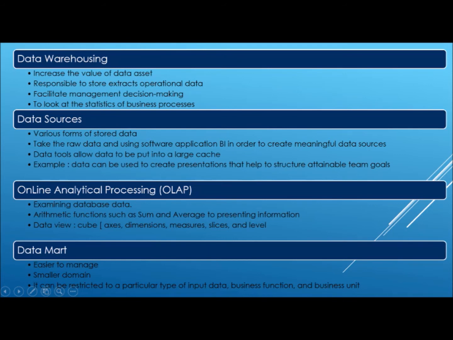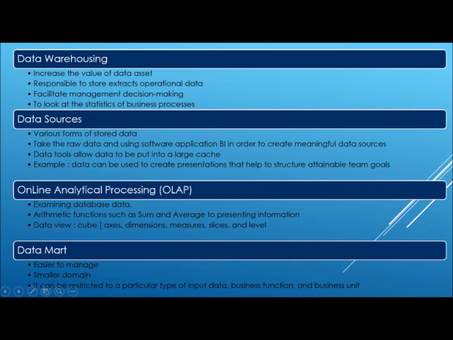The second one is data source. Data source involves various forms of stored data. It takes the raw data and, using software application business intelligence, creates meaningful data sources. BI also may create data tools that allow data to be put into a large cache of spreadsheets, tables, or graphs that can be used for a business purpose. For example, data also can be used to create presentations that help to structure attainable team goals.